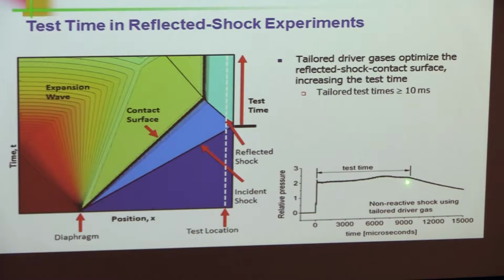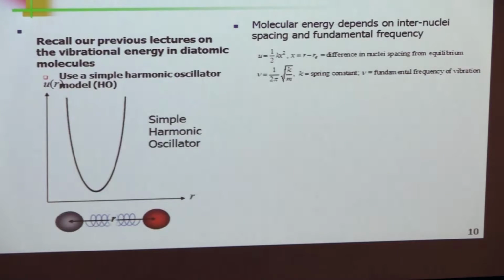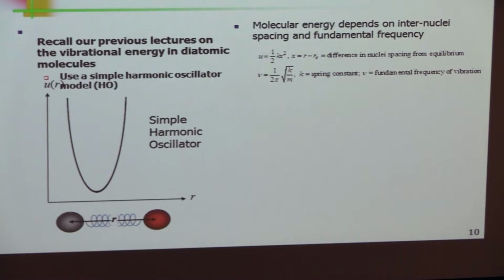So this is what we get if we do this tailoring. It's not perfect, but now we're out to 9 milliseconds. And in fact, in other experiments, we're out to, our world record is 100 milliseconds. So with tailoring of the composition, you can get times of the order of 10 milliseconds. And the constancy of the pressure implies a constancy of the temperature, which we care about for purposes of chemistry. Okay, so we've talked about temperature.